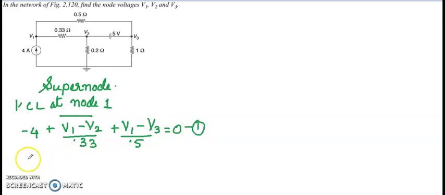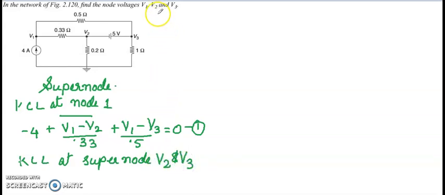So now we have to consider the super node V2 and V3. KCL at super node V2 and V3. So we can write it as, before writing the KCL, we can write the relation between V2 and V3. V3 minus V2 is equal to 5 volt. This is another equation. Now we can write the KCL for the super node.